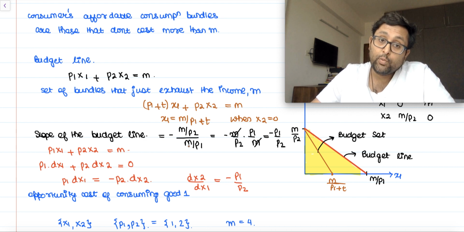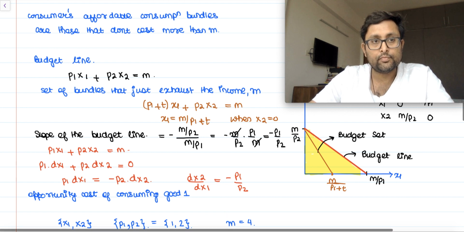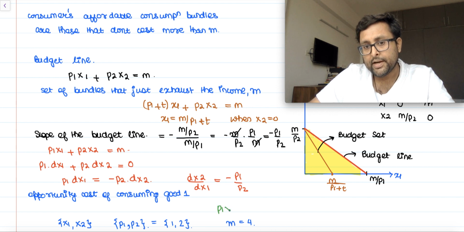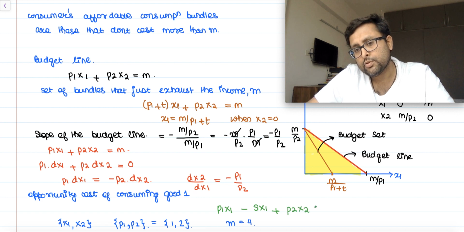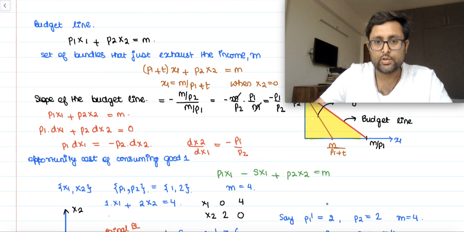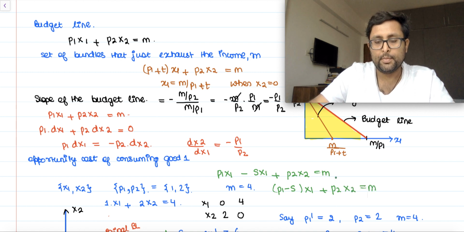And in case of a subsidy, what would have happened? If you were given a subsidy of, let us say, rupees S per unit, while the tax was rupees T per unit. Earlier the expenditure which you were making on x1 is P1 x1, but now for every unit of x1 you're consuming, the government is also giving you a subsidy. So that expenditure is getting reduced by S x1. The expenditure on x2 is P2 x2, equal to M. So you have (P1 minus S) x1 plus P2 x2 equals M.